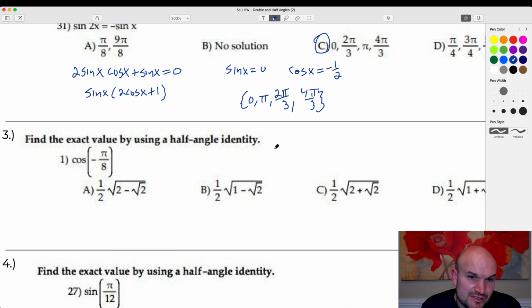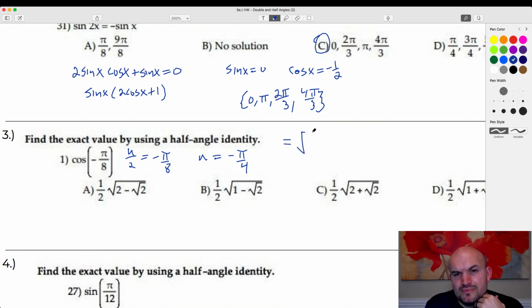All right, find the exact value using the half angle identity. Notice that's negative, right? But remember, that negative would place it in the fourth quadrant, and cosine is still positive in the fourth quadrant. And then none of the answers anyways have a negative radical, so we're still good. But just be careful. Just make sure you know what that u is. So if u over 2 is equal to negative pi over 8, then u is equal to, multiplying 2 on there, negative pi over 4. So the cosine formula is going to be square root of 1 plus the cosine of negative pi over 4 divided by 2.